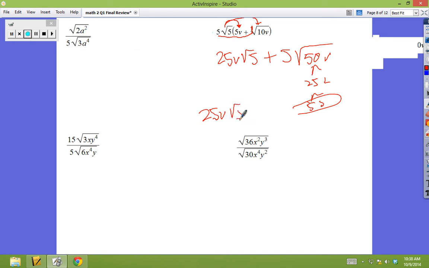25v times square root of 5 plus 25 times the square root of what all's left under here. If you pull that 5 out, you just got 2v left under there. 2v. And these are not like terms. They're not the same tile, so you cannot add them. So I think that's it. You're done. 25v times square root of 5 plus. Yep, I think that looks good.